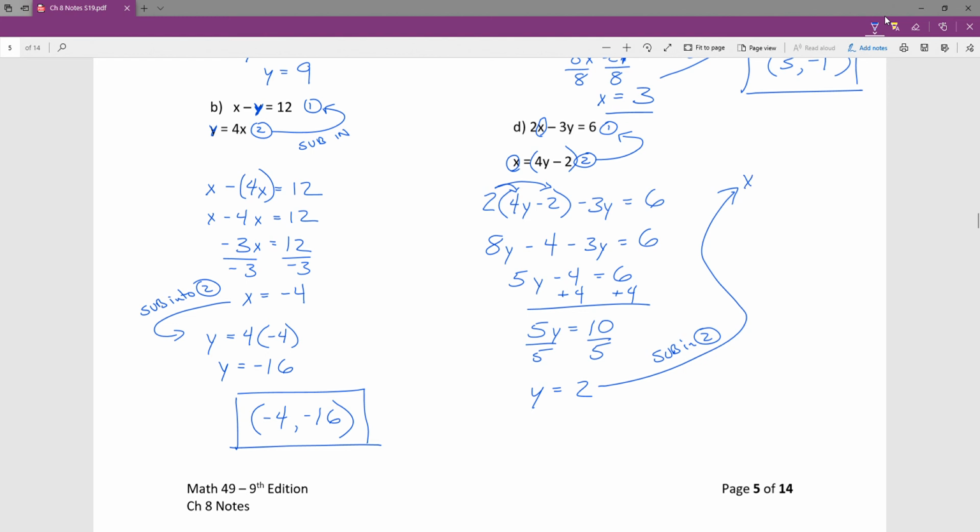So that x equals 4 times 2 minus 2. I'd have x equaling 8 minus 2, or x equaling 6. And this is what rounds out my answer. I always give my answer with the x term and then the y term as an ordered pair, because this is literally a place on the graph where those two lines would intersect each other.